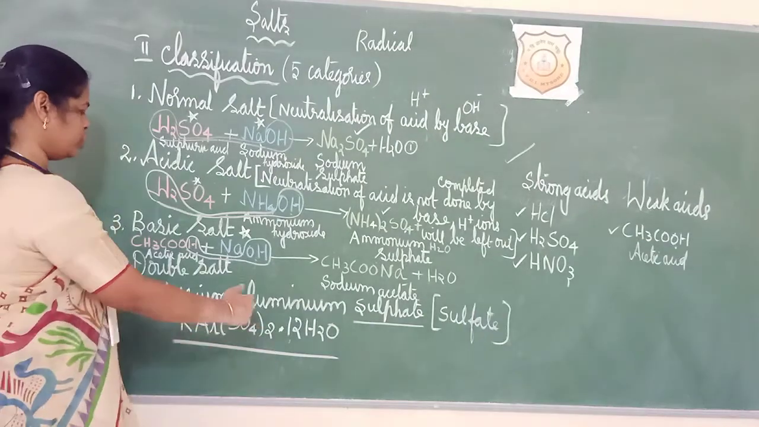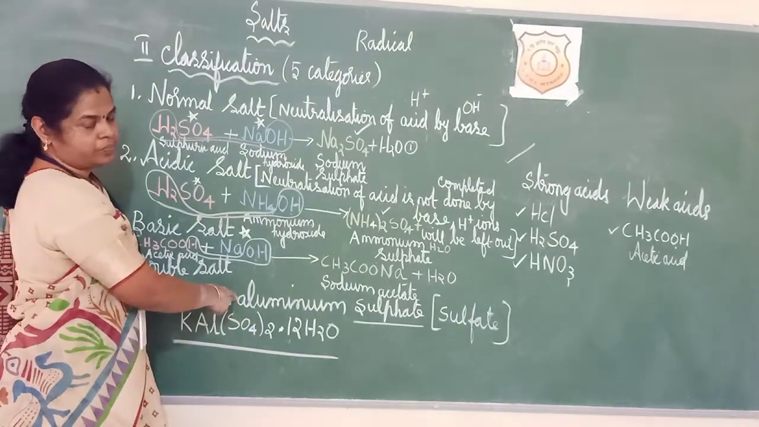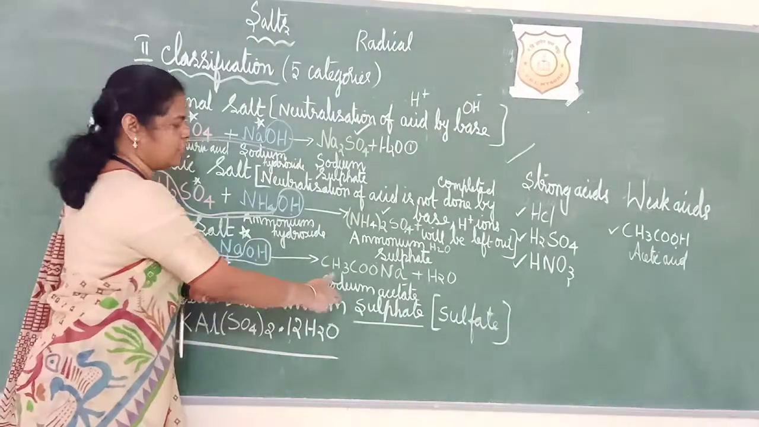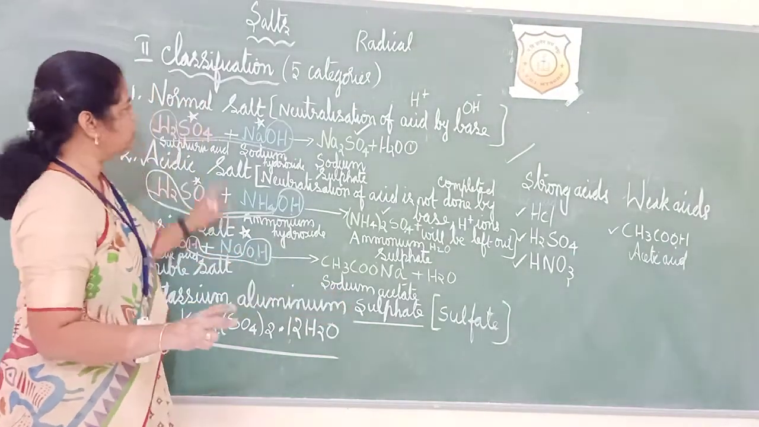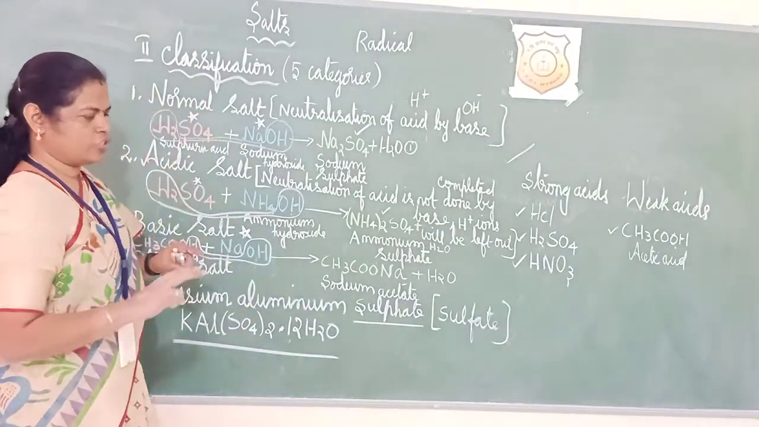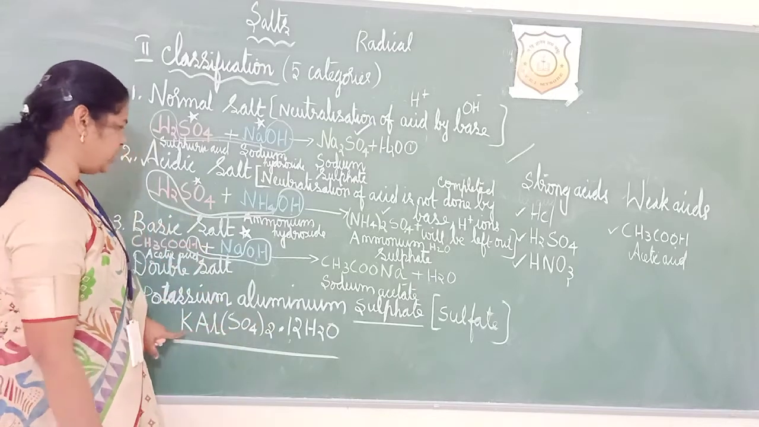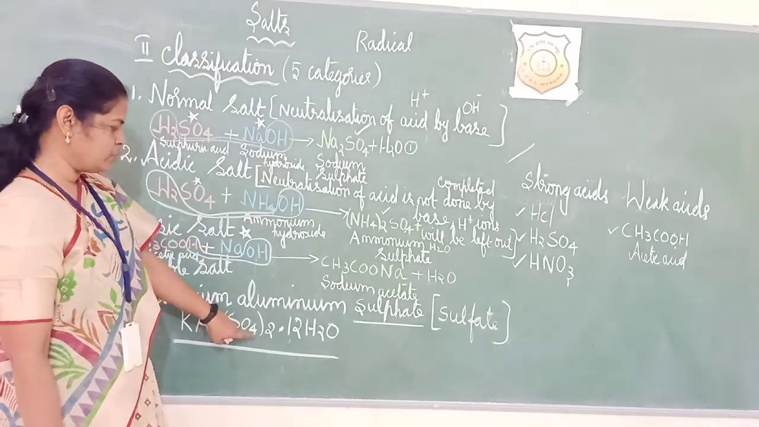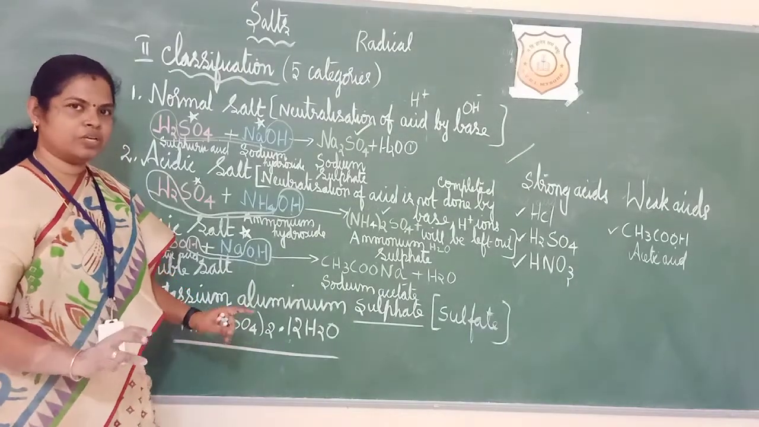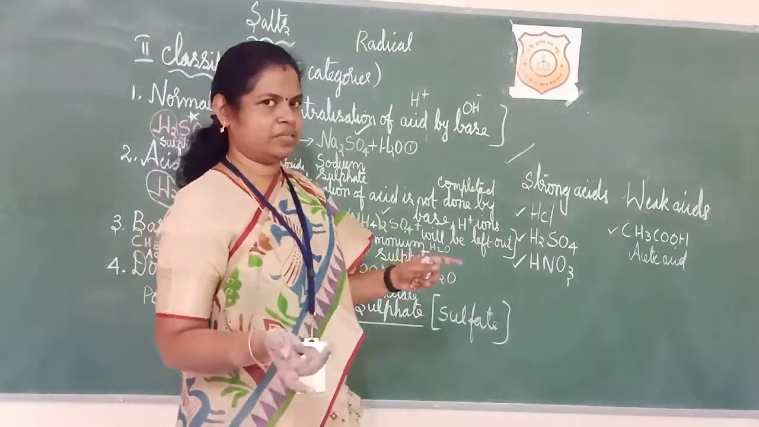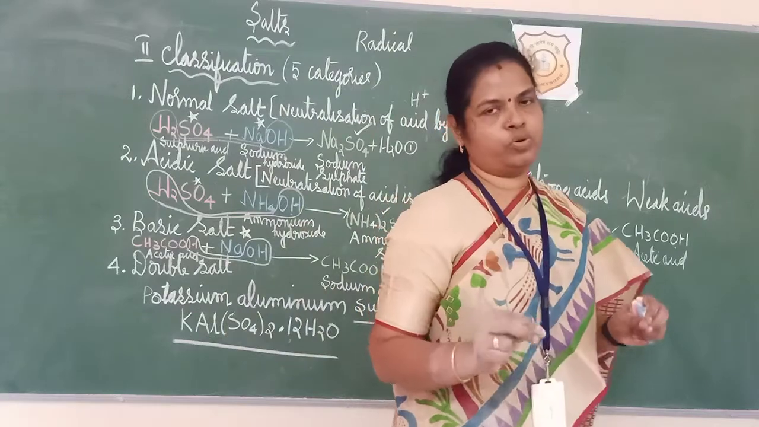The saturated solution of potassium sulfate will be taken, and the saturated solution of aluminium sulfate will be taken. Both the salts are normal salts. Both saturated solutions will be mixed together and they will get this. This is called potassium aluminium sulfate. But when they are mixing, they can't mix however they like. Equimolar proportion it should be.